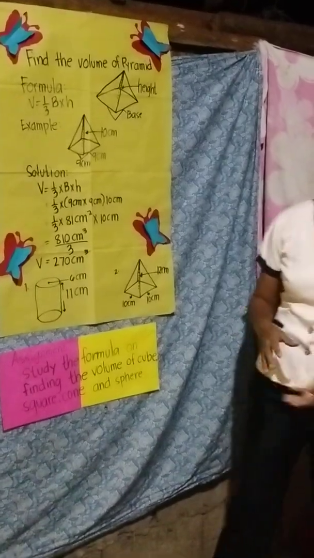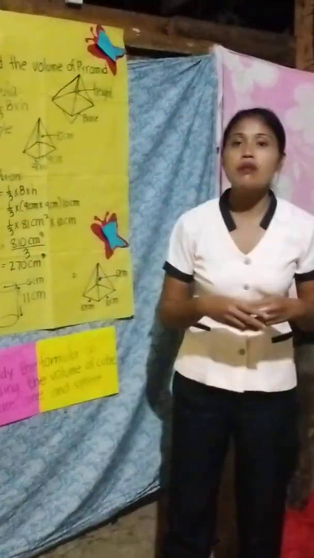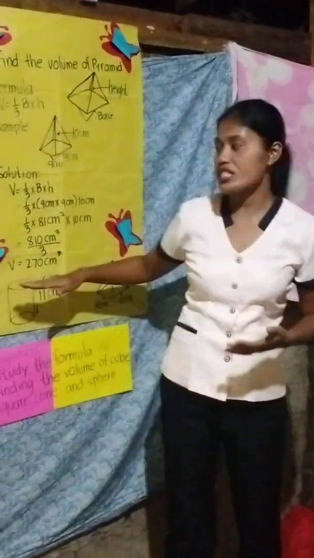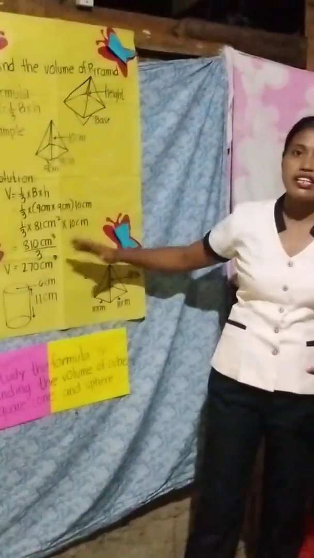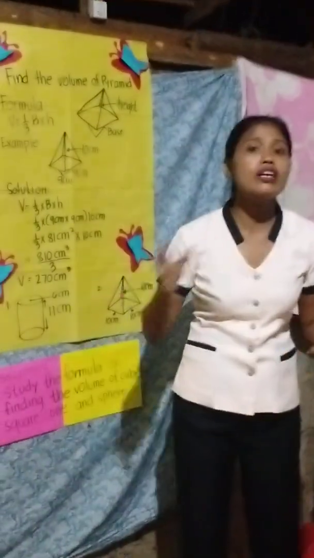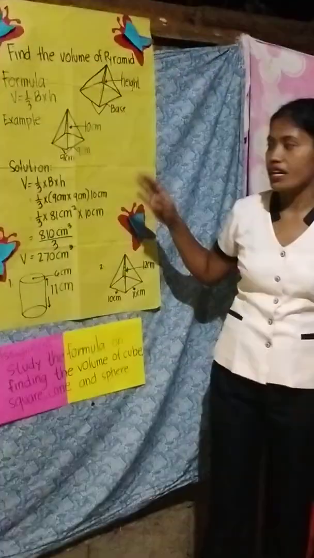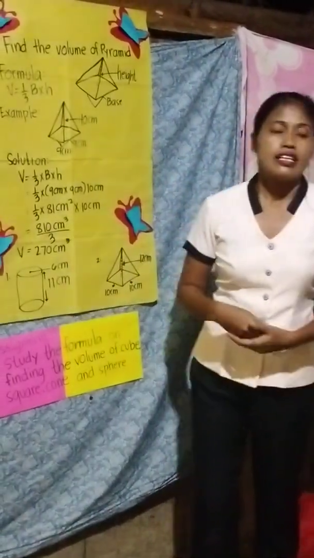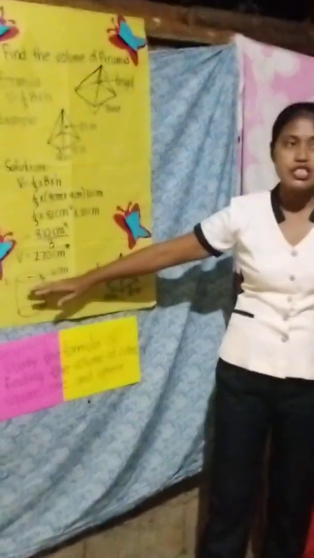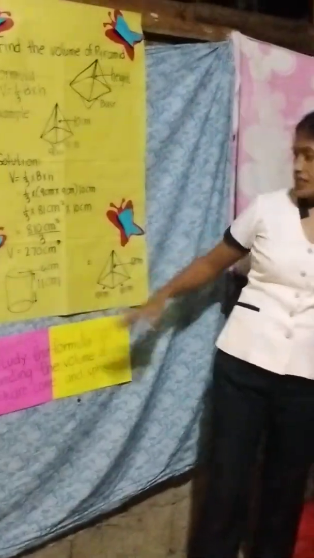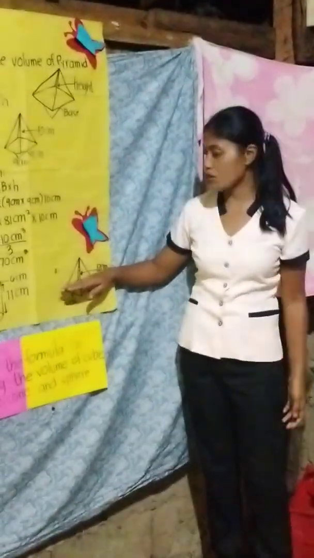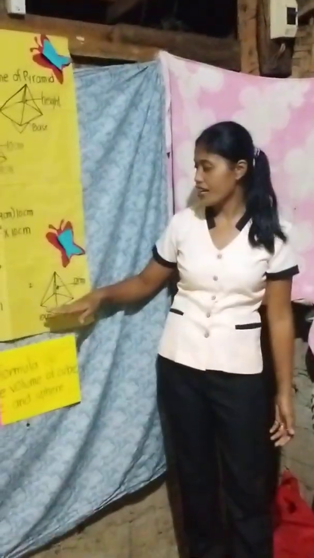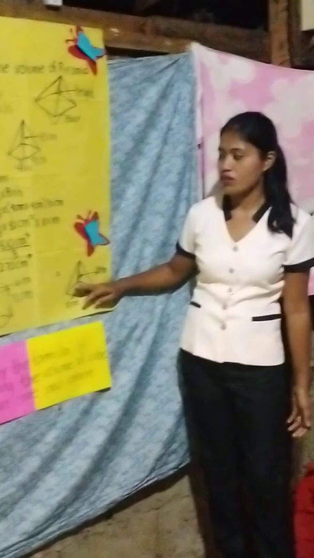If you have no more questions, class, let us try to have these exercises if you already understand our lesson. Who can go to the board and answer number 1? Okay, Jisa, answer number 1. And who can also go to the board and answer number 2? Okay, Raya, answer number 2.